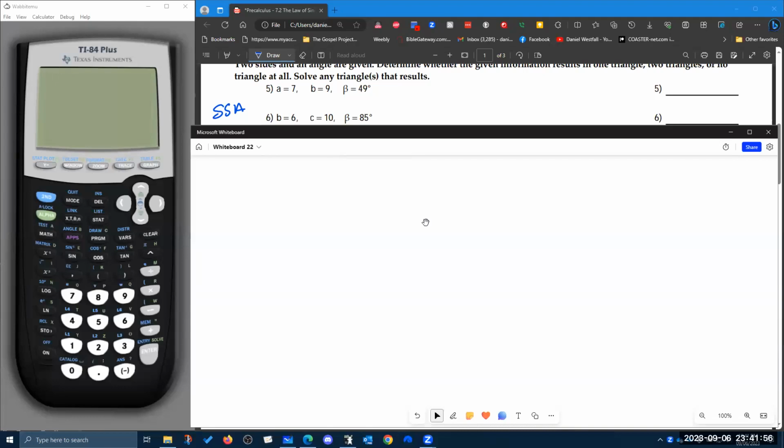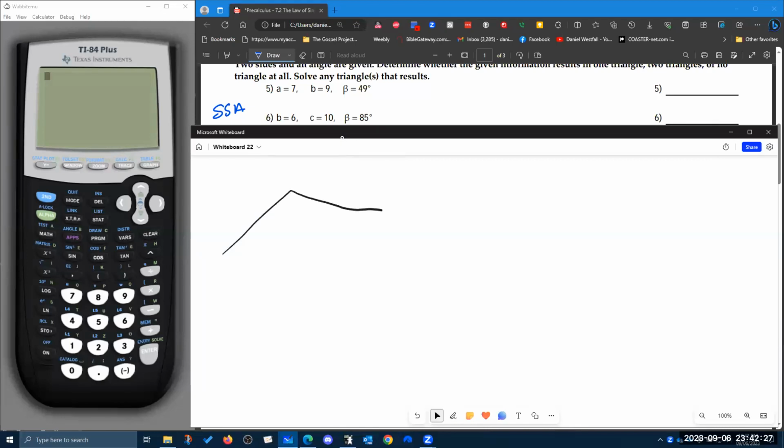Welcome back. So we're going to talk about side-side-angle problems, and those problems are ambiguous. They may form 0, 1, or 2 triangles. I've only got 2 examples here, and I'm going to try and talk about 2 different ways that we can know whether they form 0, 1, or 2 triangles, and we get the same answer either way. The setup is important.